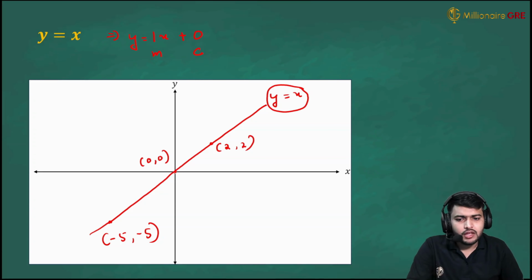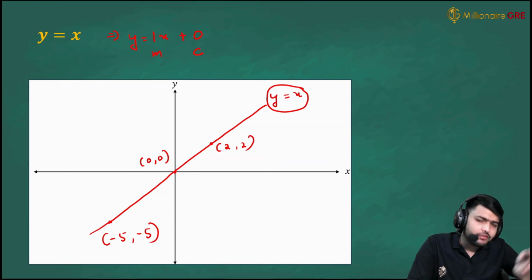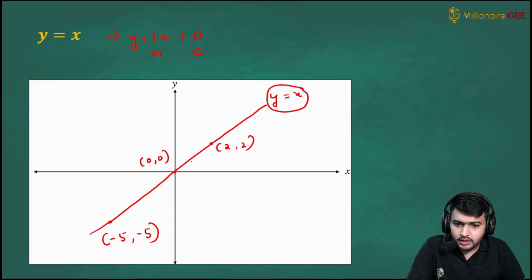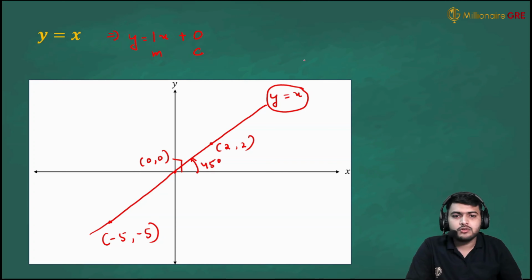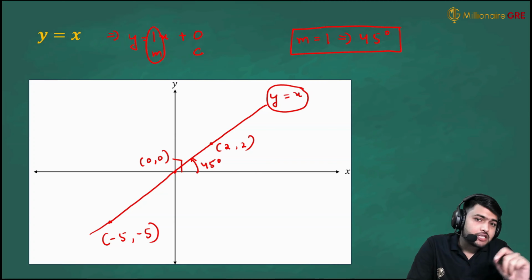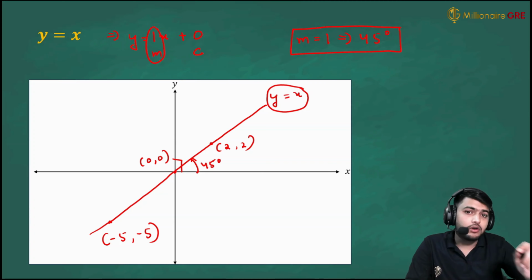Also, one more thing, this will pass through the middle of the first quadrant. Hence, this angle would be 45 degrees because this total angle is 90, right? So this angle would be 45 degrees because it will exactly pass through the middle. So there's one thing you have to remember. If slope is 1, then the angle made with the positive direction of x-axis is 45 degrees. This is something you have to remember.